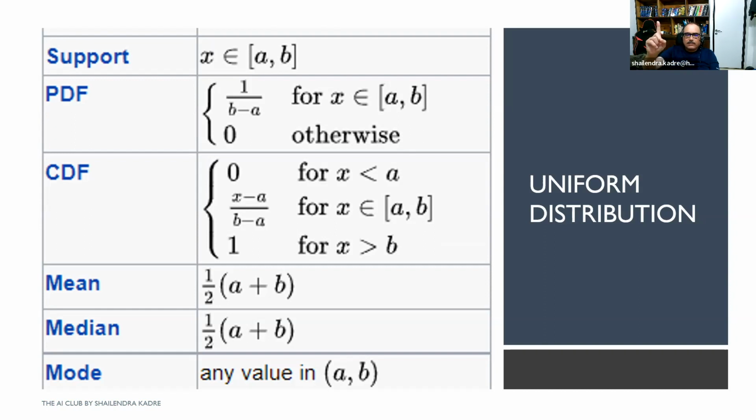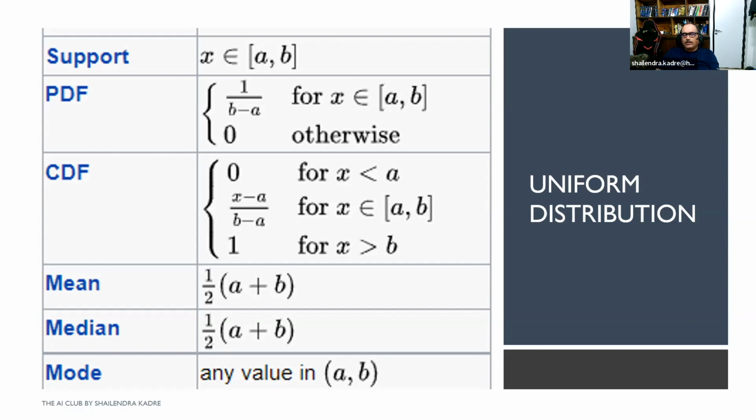Then mean. How to calculate mean? Mean will always be equal to A plus B by 2. Median will also be A plus B by 2, average. And mode means frequently occurring value, the one occurring the most number of times. So it can be any value between A and B. Like 0.2, if it is occurring 4 times and all the rest of the values occur only once, then 0.2 will be the mode.